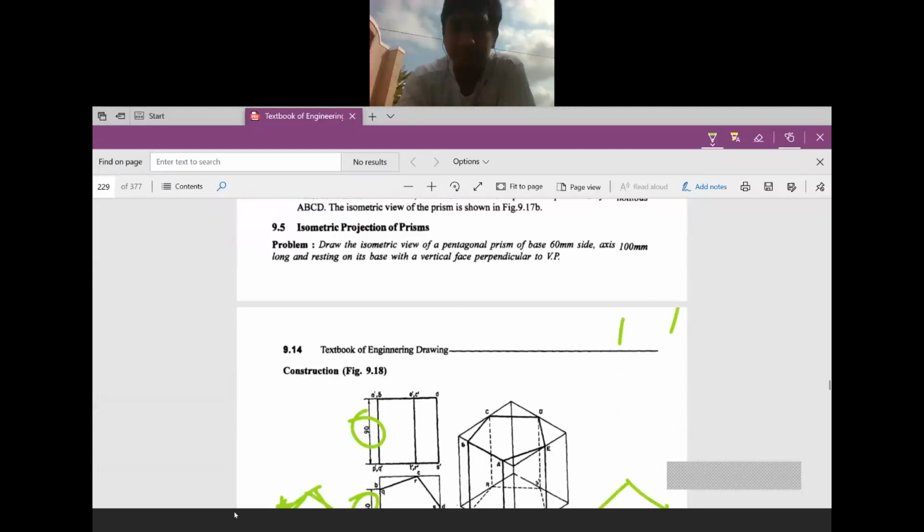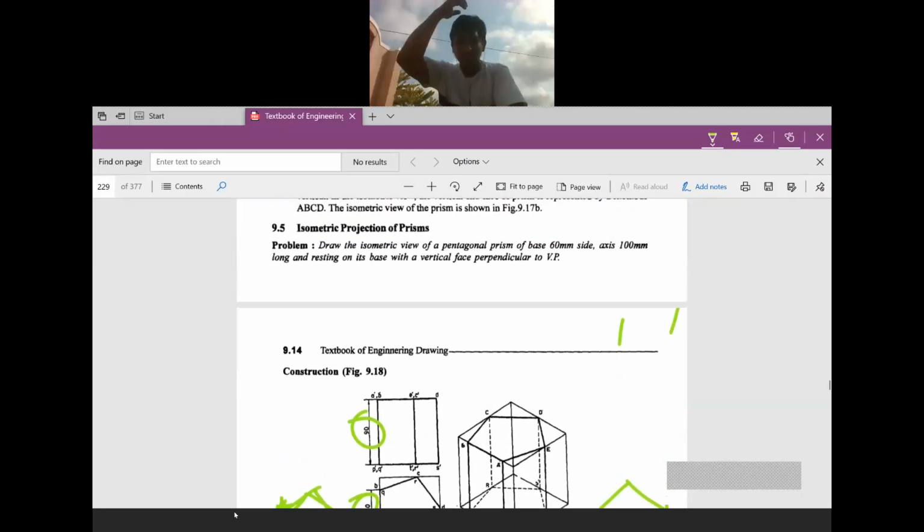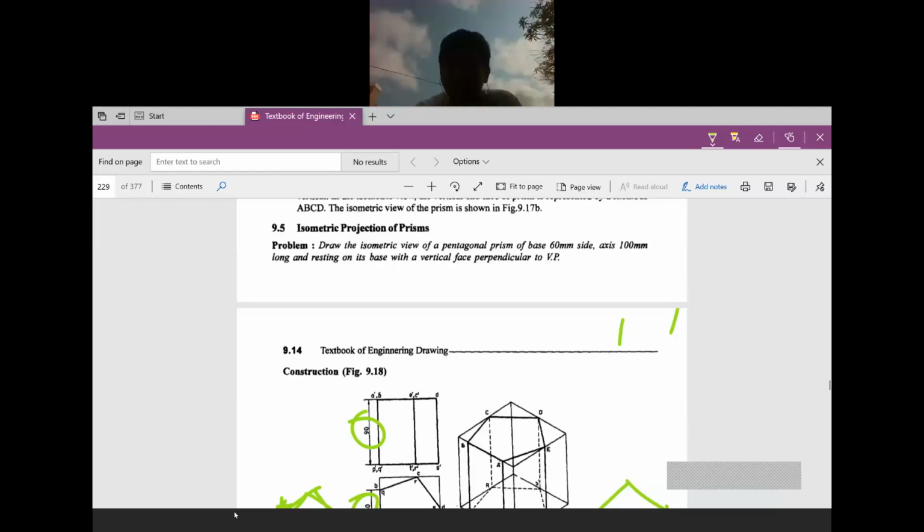Next problem is: draw the isometric view of a pentagonal prism of base 60 mm side and axis.